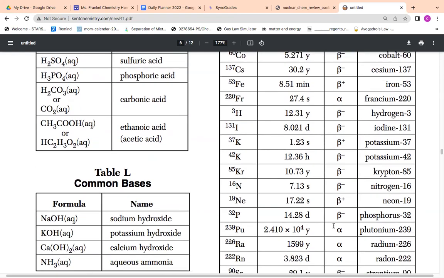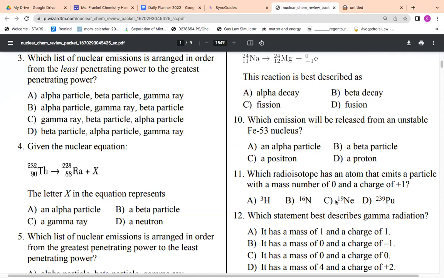Let's just make sure. Okay. Plutonium 239, that's alpha decay. So that one also definitely does not work. So for this question, we would want to go with neon 19. That is the radioisotope that undergoes positron emission. And again, we figured that out from using Table N.